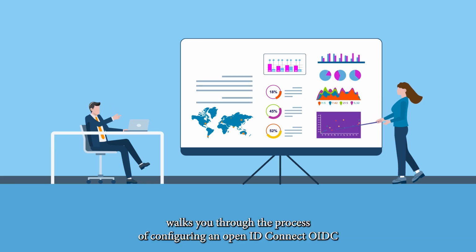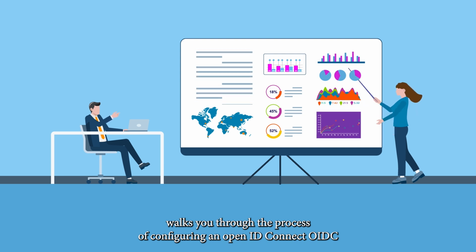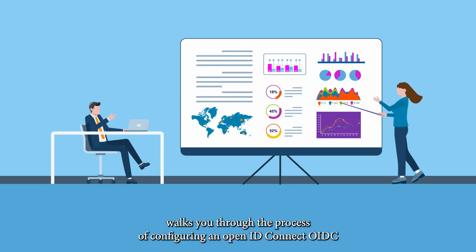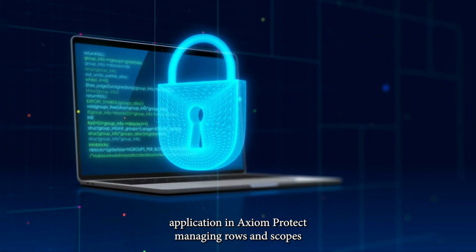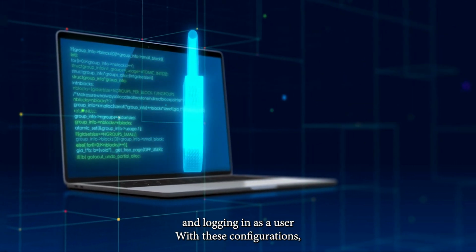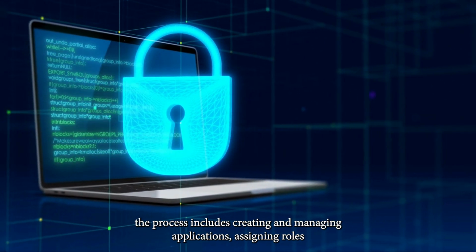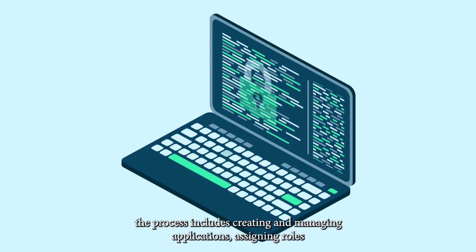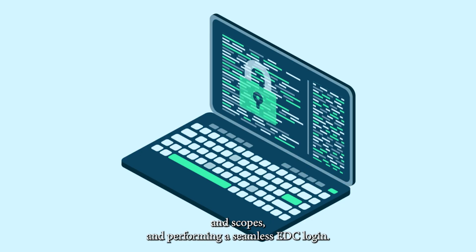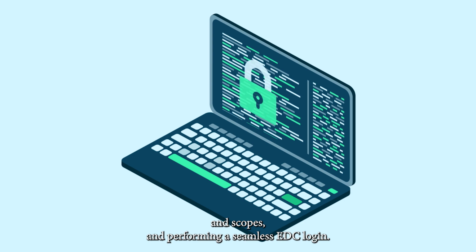This guide walks you through the process of configuring an OpenID Connect (OIDC) application in Axiom Protect, managing roles and scopes, and logging in as a user with these configurations. The process includes creating and managing applications, assigning roles and scopes, and performing a seamless OIDC login.